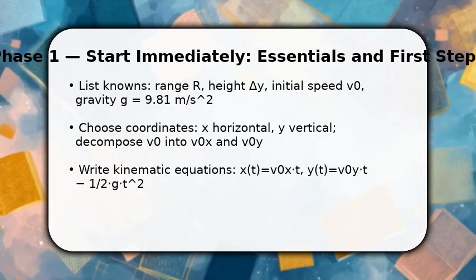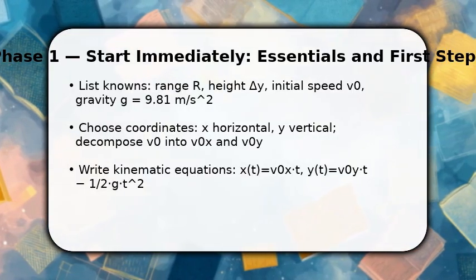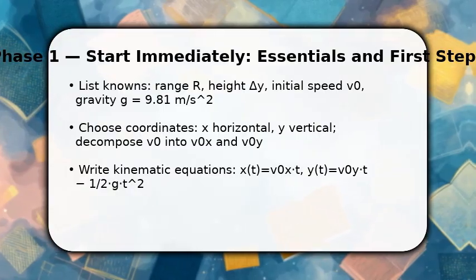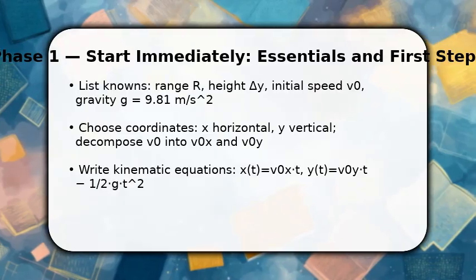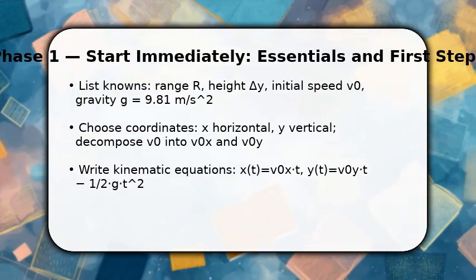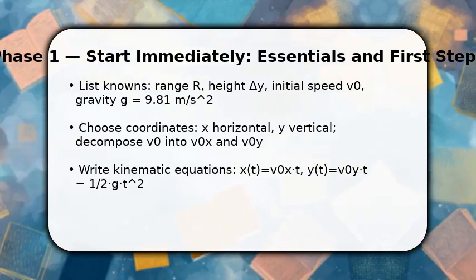You start by writing down what you know, r, delta, v0, and use g equals 9.81 m/s². Next, set axes, x horizontal and y vertical, so you can separate motion. This matters because horizontal motion is constant and vertical involves acceleration.